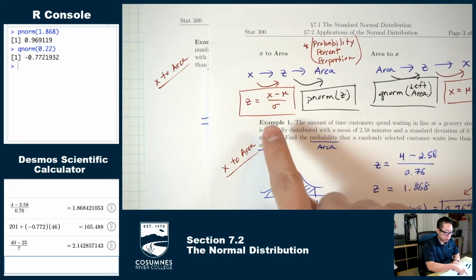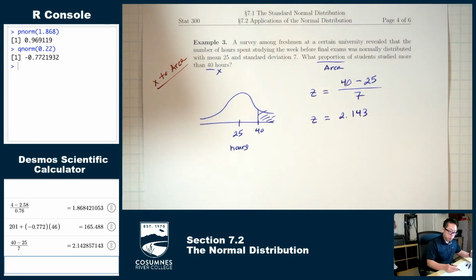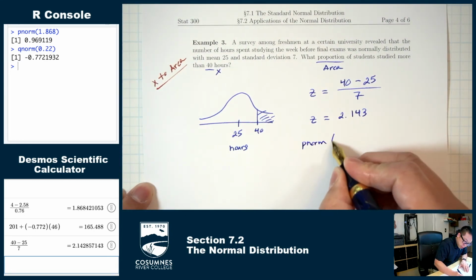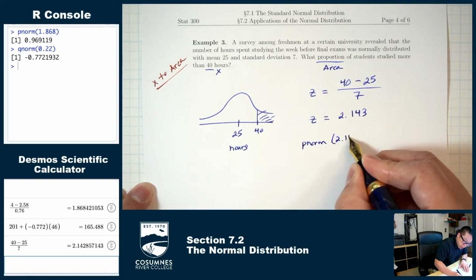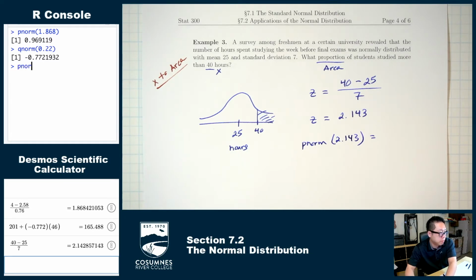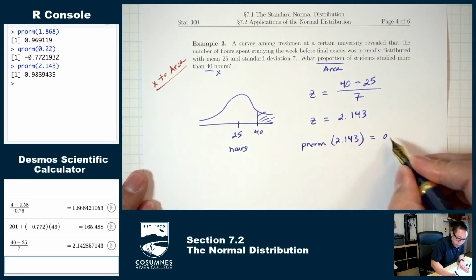Right, so we just did the z-score part. Next step will be p-norm. So we're going to p-norm 2.143. Right, so p-norm 2.143. Rounded to 3 decimal places, this is 0.984.